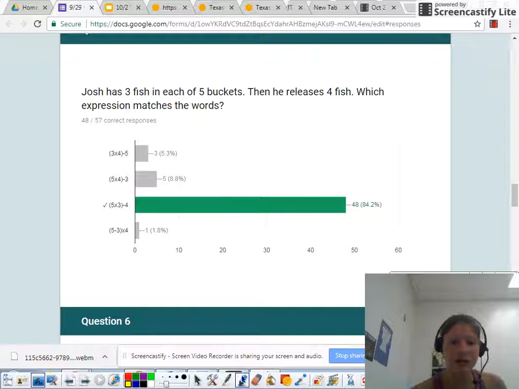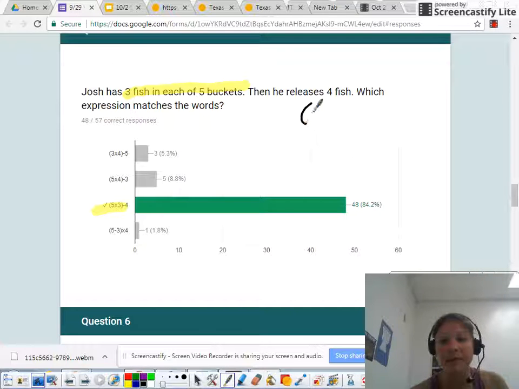So this one's pretty straightforward, and most of y'all got it correct. Josh has 3 fish in each of 5 buckets. So right off the bat, what do you think you're going to be doing? And you are correct, 3 times 5.